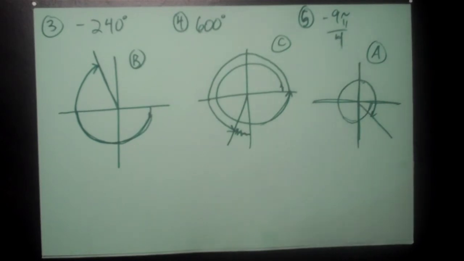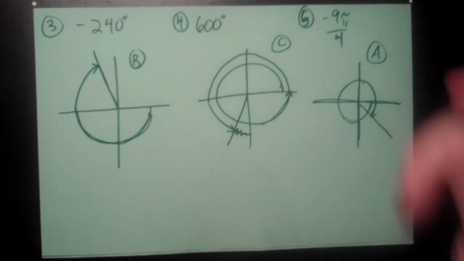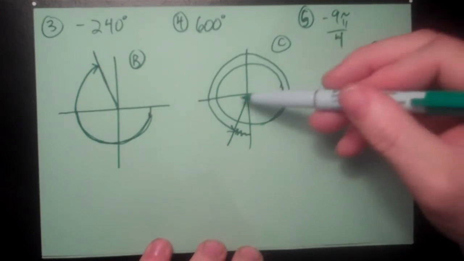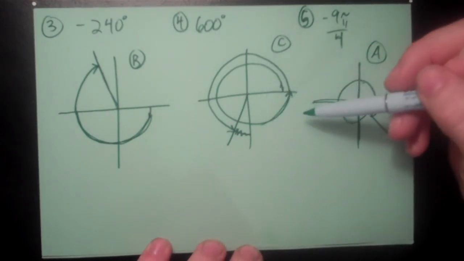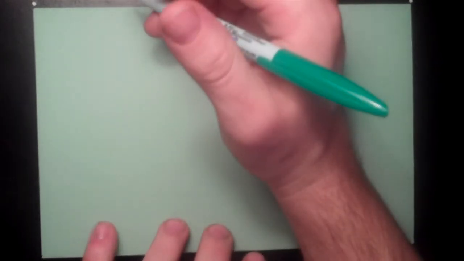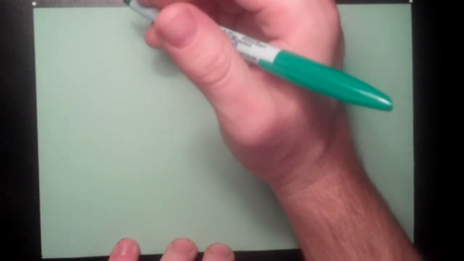Alright, so that helps us hopefully get a grasp on positive direction, negative direction, the fact that we always start measuring on the positive x-axis, that standard position. So, brings all those things home. Alright, now we're going to do kind of what we just did. Let's try number 8.